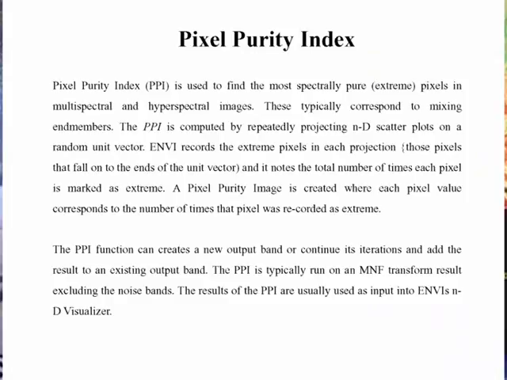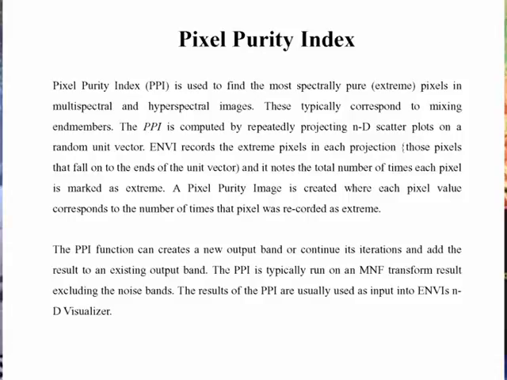Now, before the pixel purity index, I would like to tell you that you will have to do minimum noise fraction first. After doing minimum noise fraction, first know about what the pixel purity index is. This is used to find the most spectrally pure pixels in a multispectral or hyperspectral image. This typically corresponds to mixing end members.